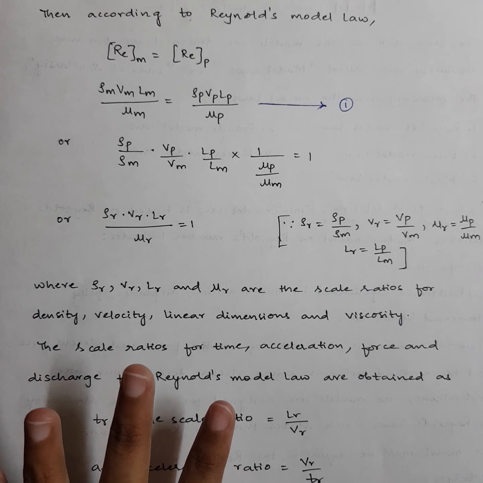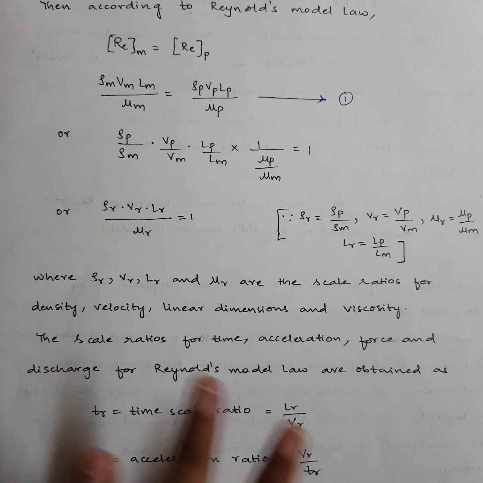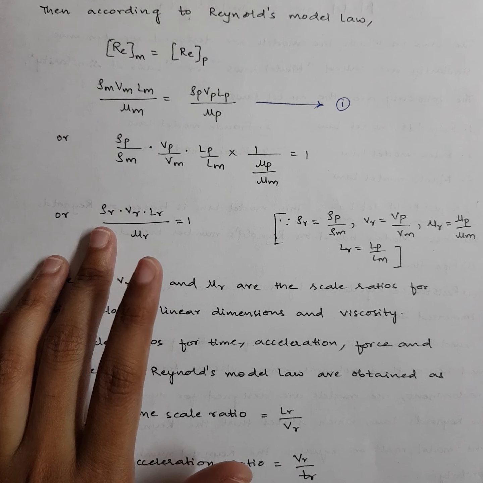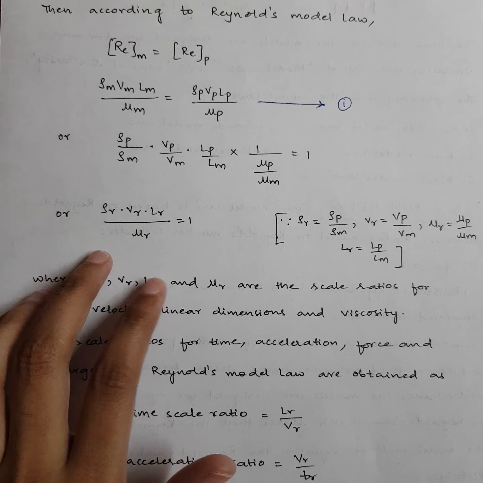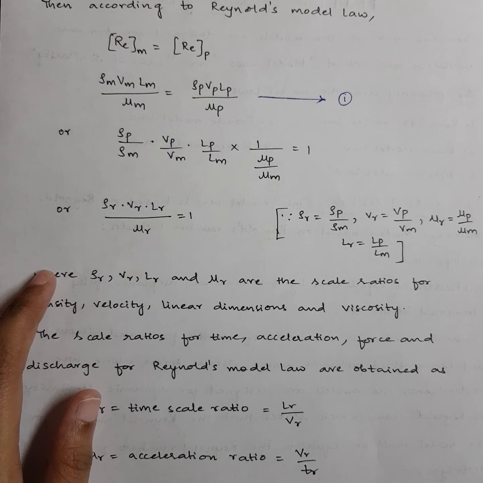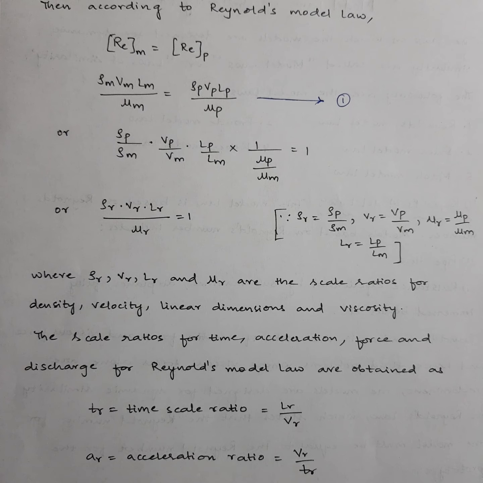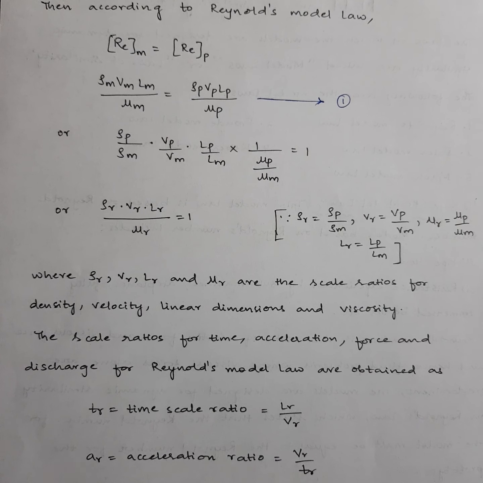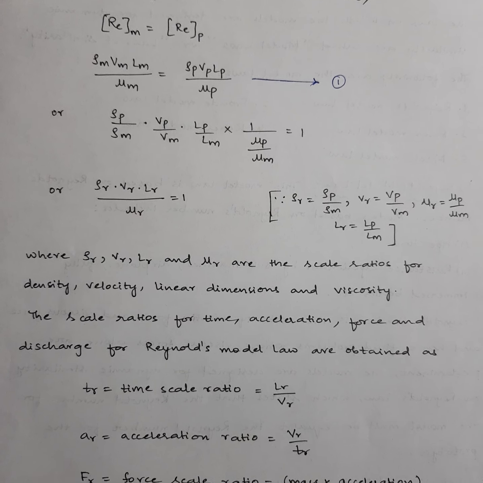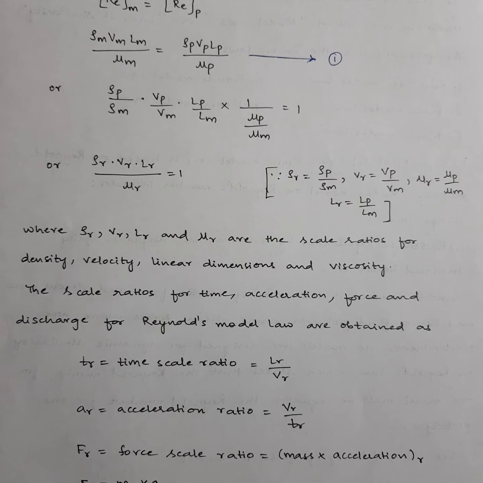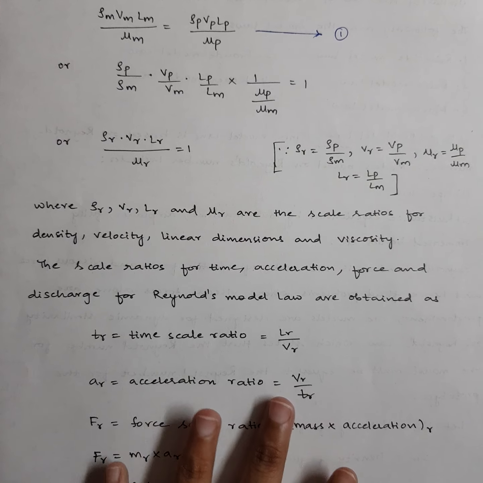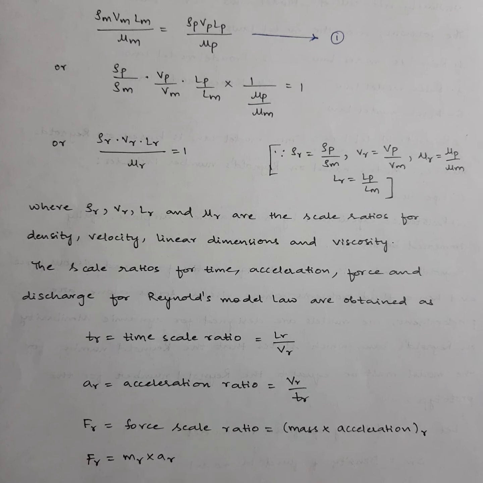Now from this basic formula, Reynolds number of model equal to Reynolds number of prototype, and the scale ratios regarding density, velocity, linear dimension and viscosity, we will write some scale ratios for other parameters. Suppose we require the values of other parameters like time or acceleration or force or discharge for a model or a prototype, when one value is missing and the other is to be calculated, then you can use scale ratios. Now I'll teach you how to do scale ratios regarding Reynolds model law only.